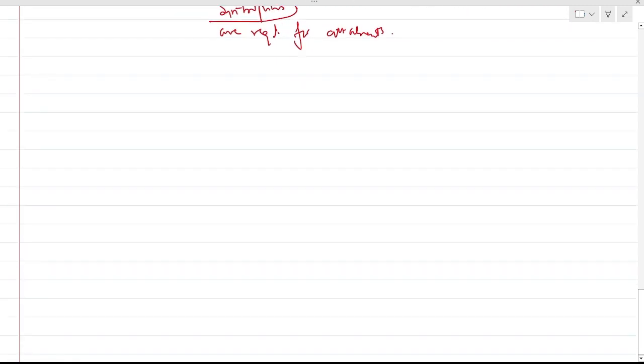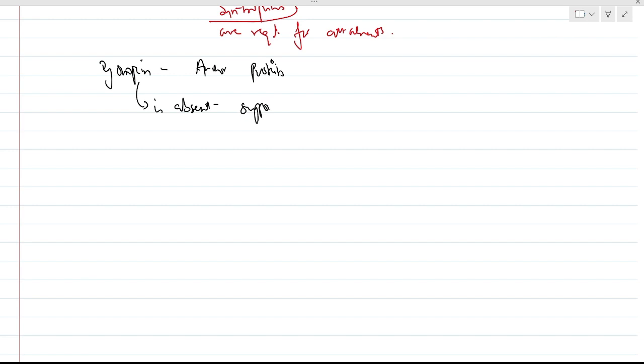Okay. So what is the action of this dystrophin? Dystrophin is our anchor protein. So the support protein is our anchor protein. Now if this dystrophin is absent, the supportive function is lost. Support is lost, which will lead to this condition called Duchenne muscular dystrophy.